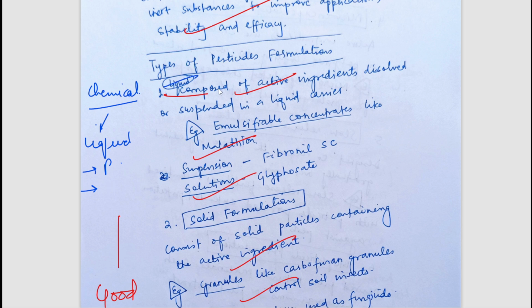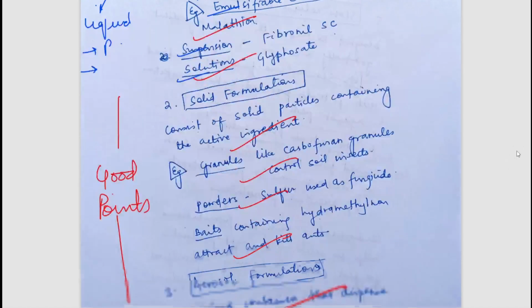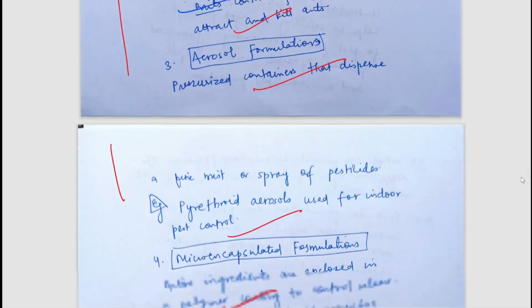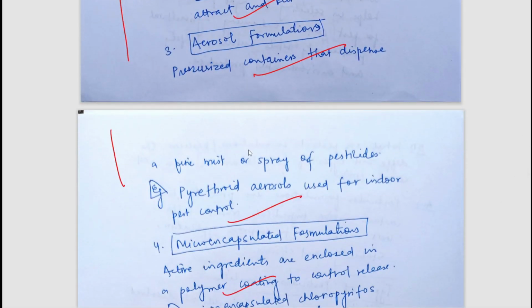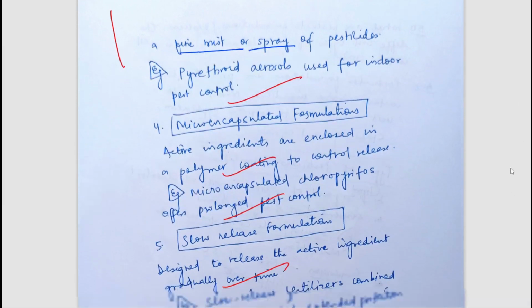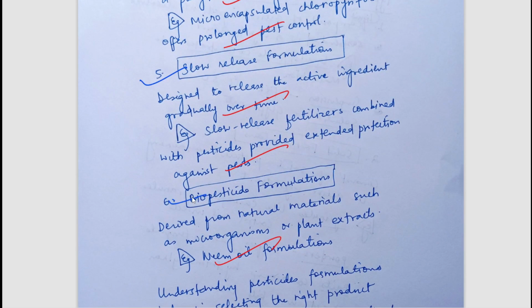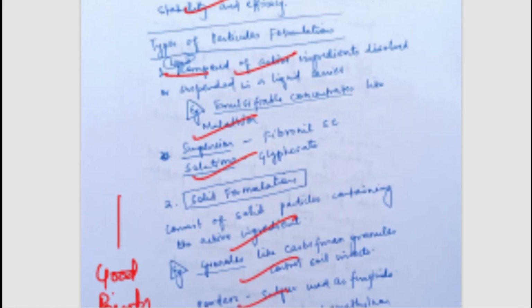So in liquid you can see it could be emulsifiable concentrates, it could be suspension solutions. In solid forms it could be granules, powders, baits. In aerosol formulations you can simply spray them in the form of fine mist. There could be microencapsulated forms, there could be slow release formulations, there could be biopesticide formulations. So well written points.